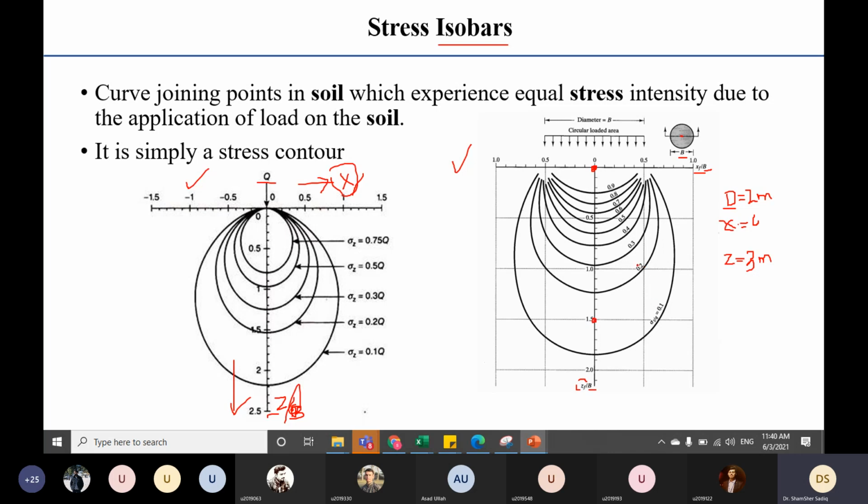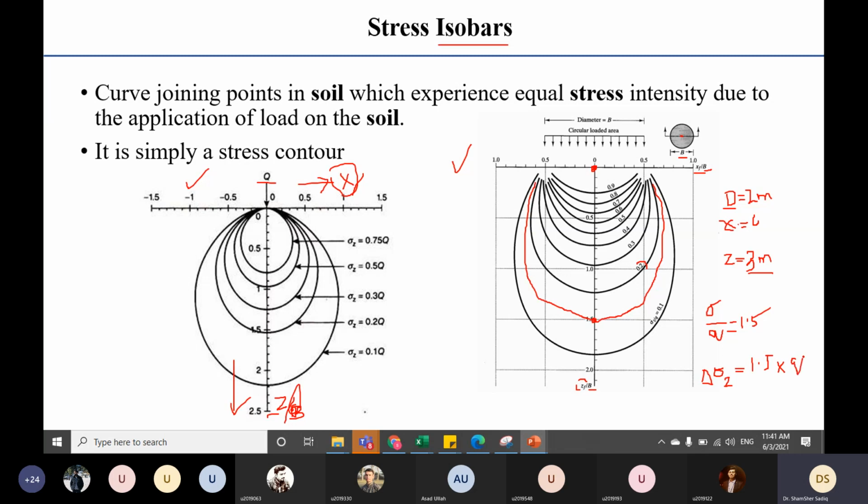Now you can see that this is 0.2, this is 0.1. So approximately, by interpolation, you can plot another stress contour like this, and we can call this sigma by q equal to 1.5. So each contour you see here has sigma by q written on it. What does this 0.2 mean? This is sigma by q, and it means that the added vertical stress due to the uniformly loaded circular footing at the center at 3 meter depth will be 1.5 times the load per unit area q.